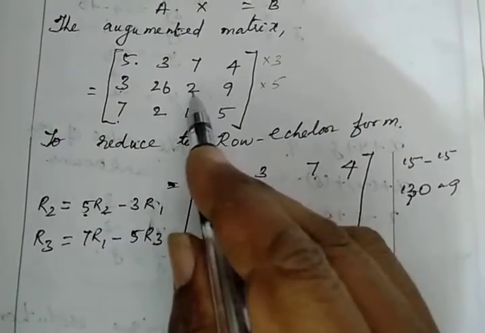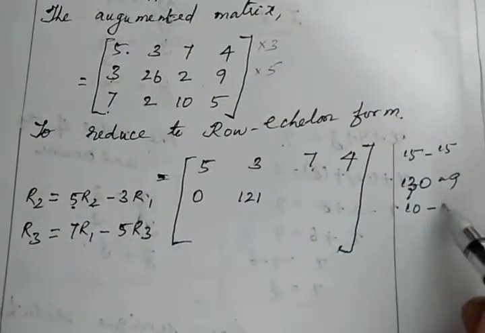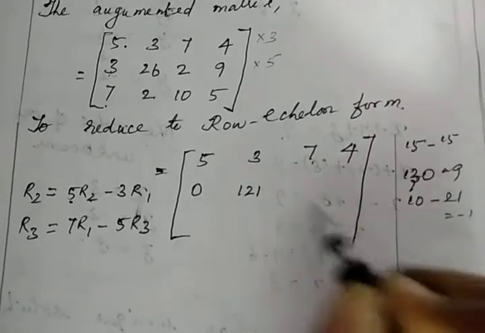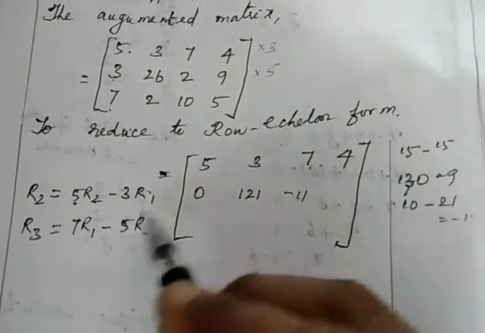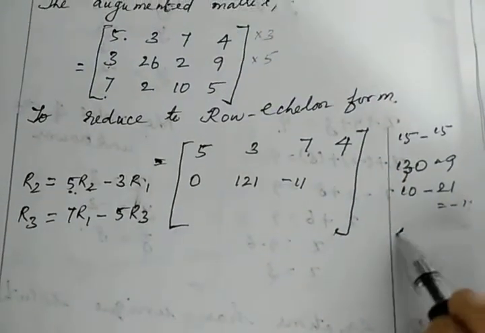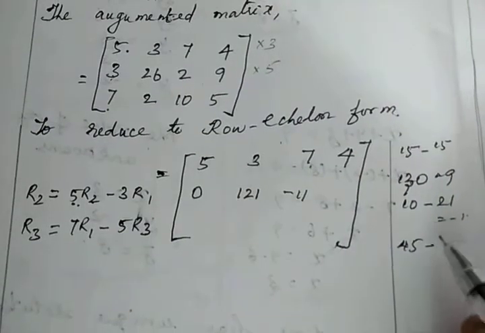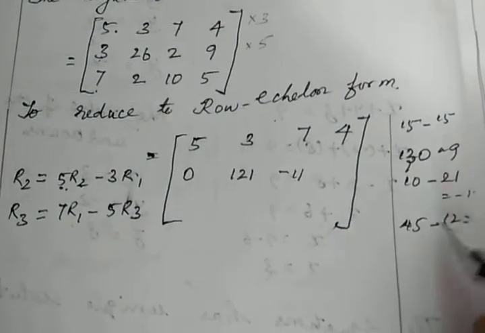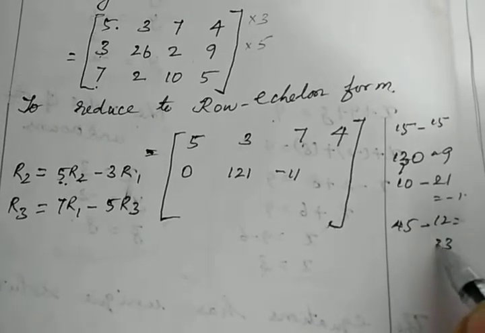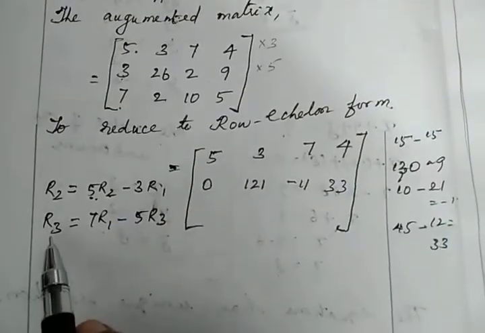5 into row 2: 5 2s are 10, 3 into row 1: 7 3s are 21. 21 minus 10 is minus 11. So here it is minus 11. Next one, 5 into row 2: 9 5s are 45 minus 3 into row 1: 3 4s are 12. So 45 minus 12 is 33. Shall we move on to row 3?